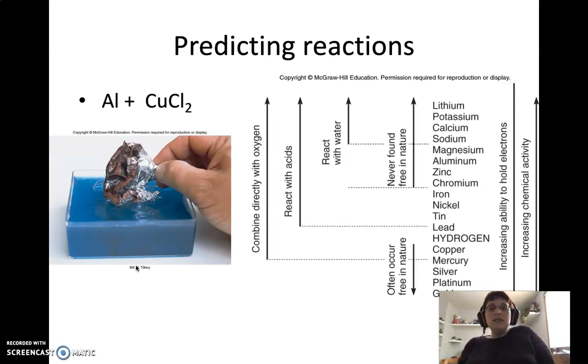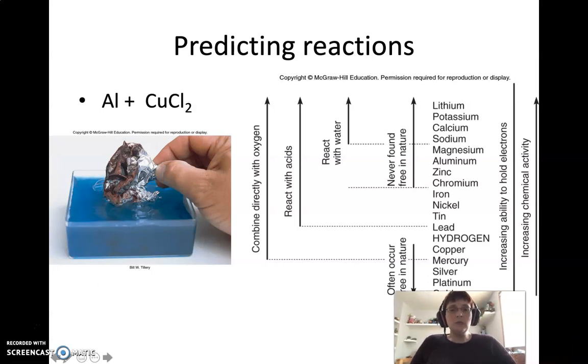And we can actually predict whether these reactions are going to occur. So we can predict whether a replacement reaction is going to actually happen. So here what we're looking at is aluminum reacting with copper chloride, and that's actually what's in the picture here. So this is a piece of aluminum foil. This is copper chloride, and they've dipped the aluminum in the copper chloride already. So what you're actually seeing here is copper. This is copper that has replaced the aluminum.